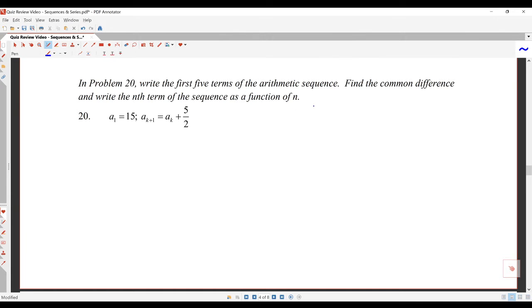Number 20, write the first 5 terms of the arithmetic sequence, find the common difference, write the nth term of the sequence as a function of n. So we got 3 things to do here: the 5 terms, the common difference, and then the formula for an. So again, what this rule says is no matter what term you're on, if I take a term and add 5 halves to it, I get the next term.